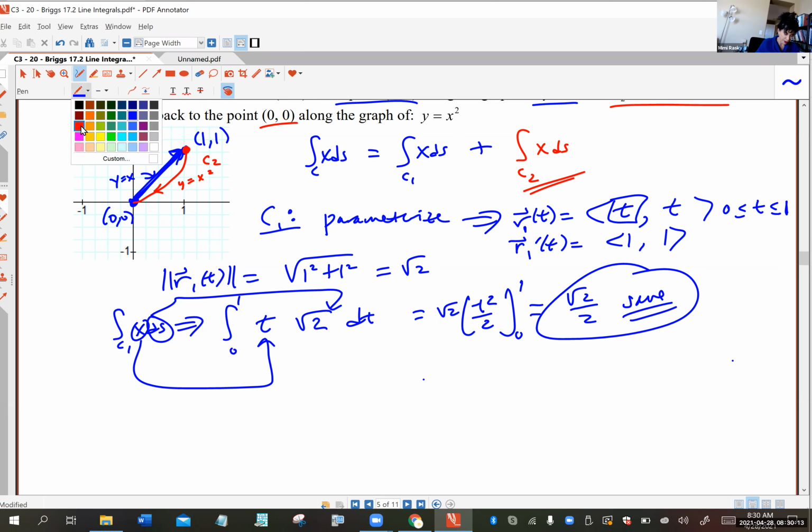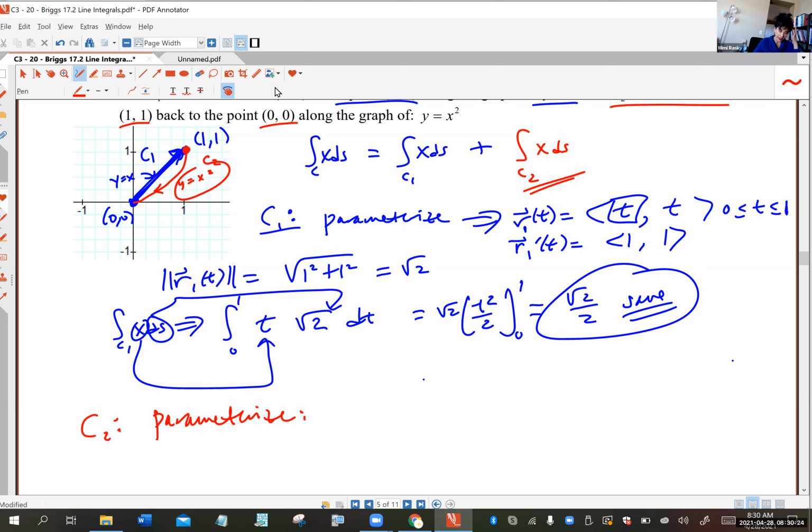Okay, so now the hard part. We're going to work on C2. We have to parameterize. Here's what not to do. Even though it is y equals x squared, and it's really tempting to do what I told you to do two months ago, if you have a function of x, just let x be t, and then y is equal to t squared, and you've got it. Well, the problem is, how are you going to have it start at the point (1, 1) and end at the point (0, 0)? And you're not allowed to have time moving backwards yet.